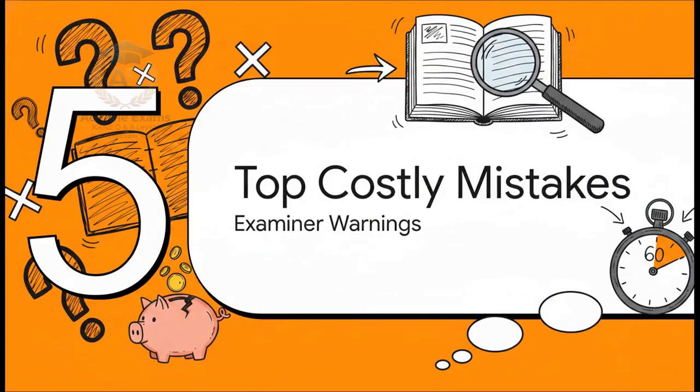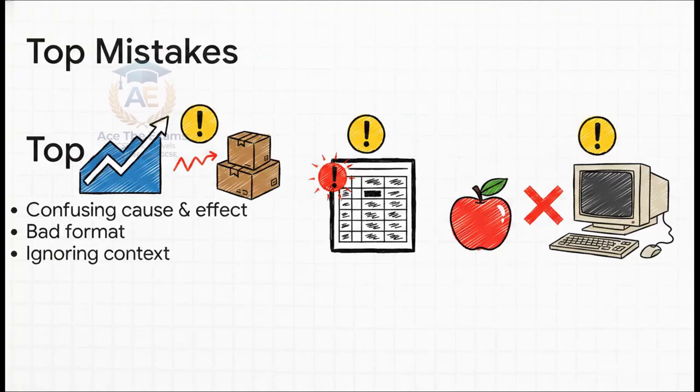For our final section, we are looking directly at the most frequent traps identified by Cambridge principal examiners. If you want to achieve an A star, you absolutely cannot afford to make these three mistakes. Mistake number one, confusing cause and effect. I see this all the time. Students will confidently write that FIFO causes market prices to rise. That is factually, fundamentally incorrect. External market conditions cause prices to rise. FIFO simply dictates the accounting method we use to track that rising cost.